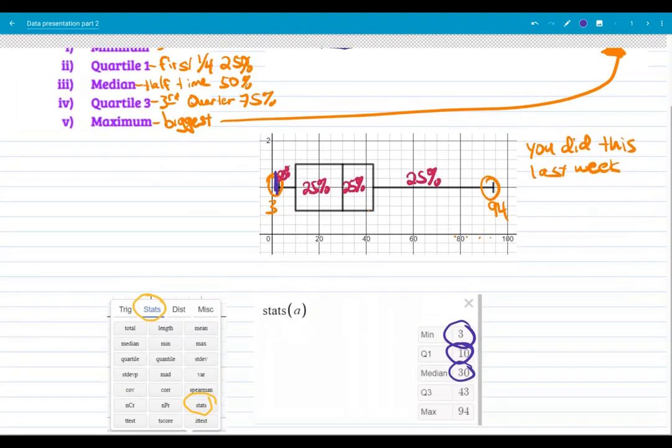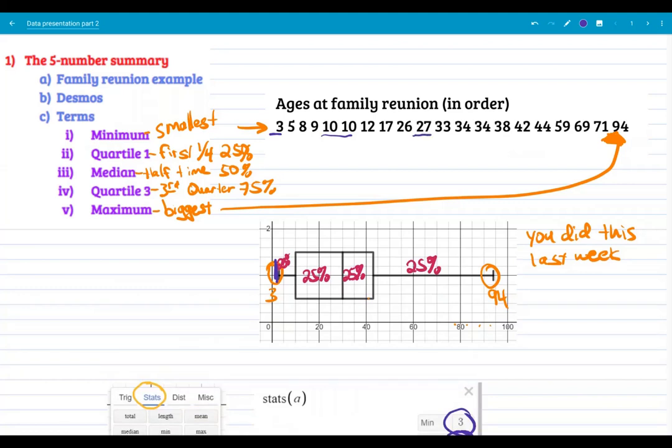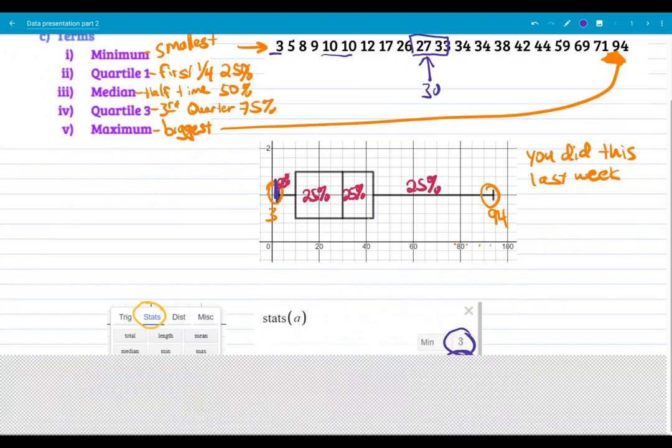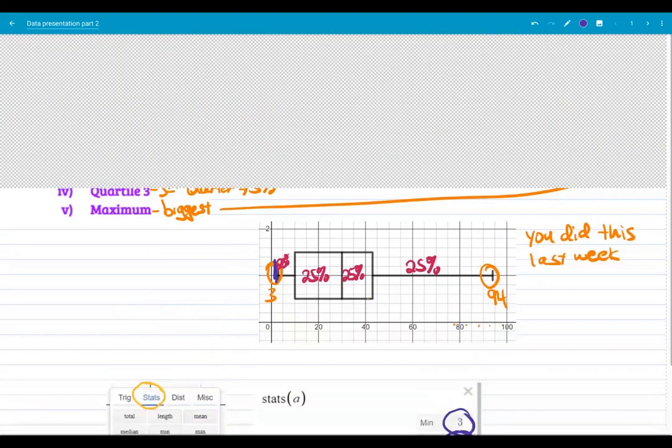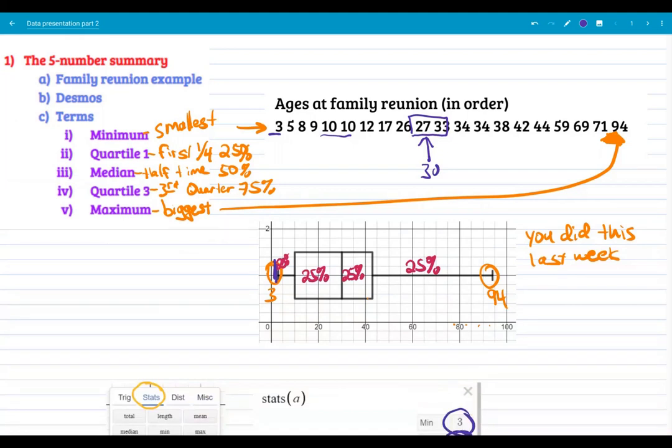The median is 30. 30 is, oh, it's in between these two. And the Q3 was 43. Where do I find 43? 43 is in between these two.